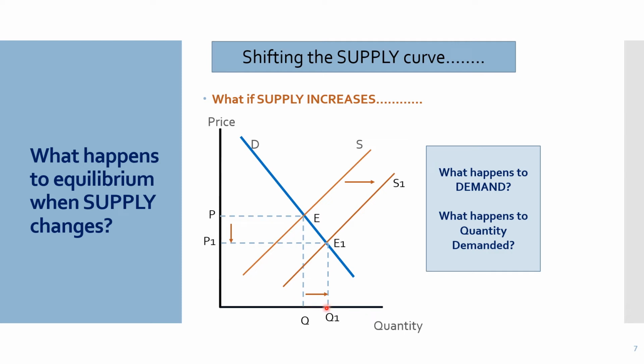Once again, we ask questions that are a little bit more complex. What happens to demand? Demand remains the same because demand has not changed. And then what happens to quantity demanded? The quantity demanded has moved along. You can see there's a movement along our demand curve, which means quantity demanded has increased.